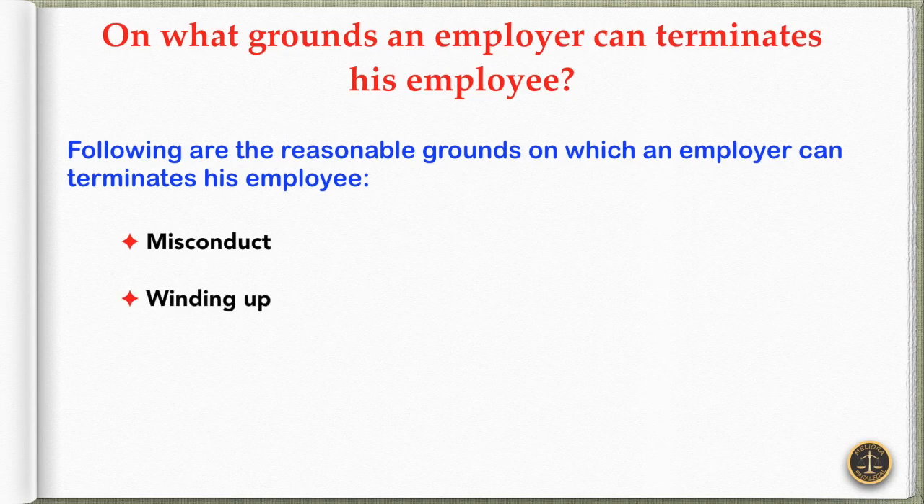Next, winding up the company. If a company has lost its business and has no work, in such a case, an employer can terminate his employee. Next, retrenchment. Normally, industry does it with the purpose of cost cutting.